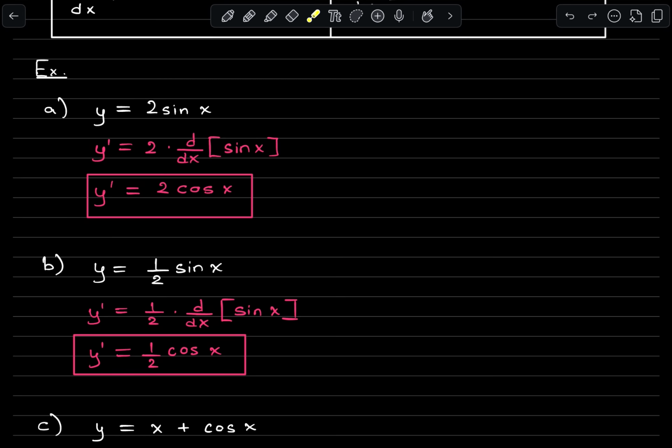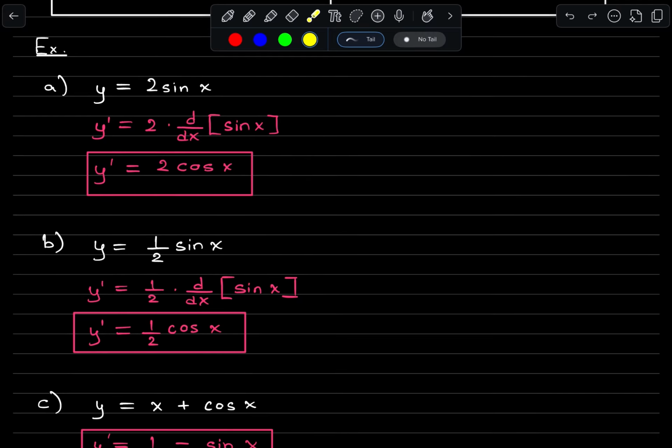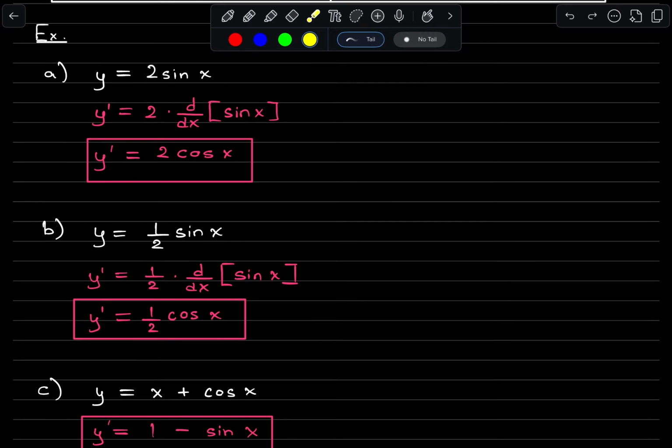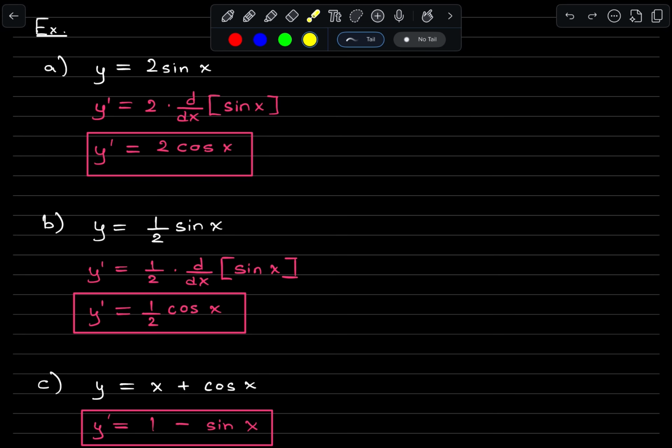Example C. Now we've got a sum between x and cosine of x. According to our sum rule, we're going to take the derivatives of each component individually and just add them together. The derivative of x to the first power, as we know, is just 1. The derivative of cosine x, as we had just seen, is negative sine of x. So 1 minus sine x.